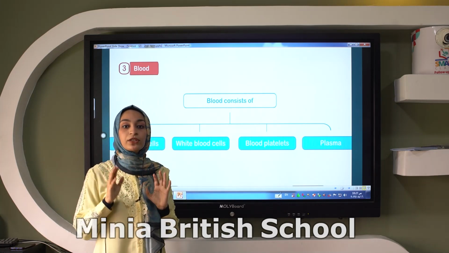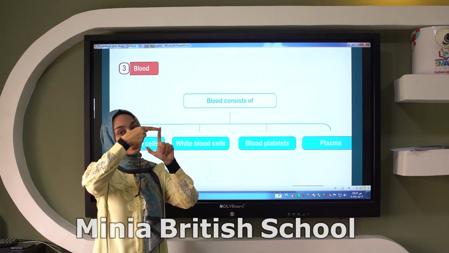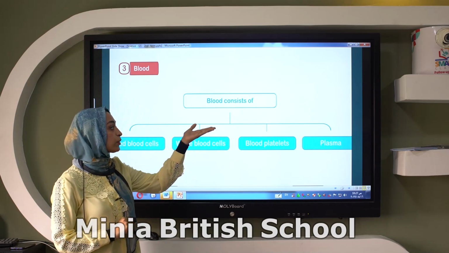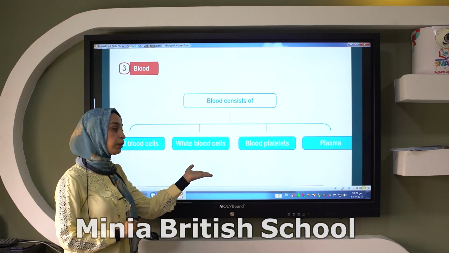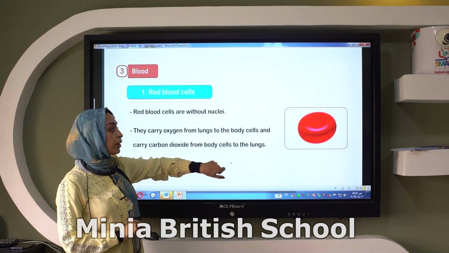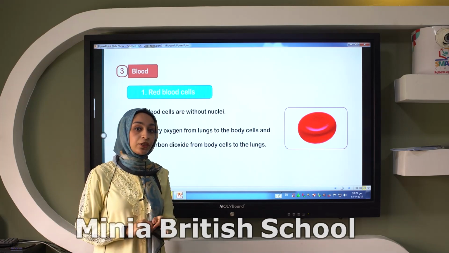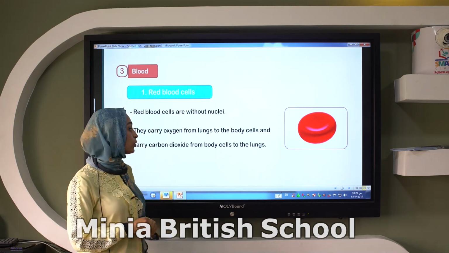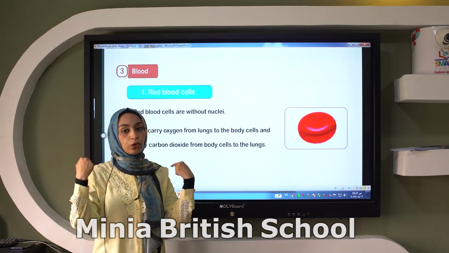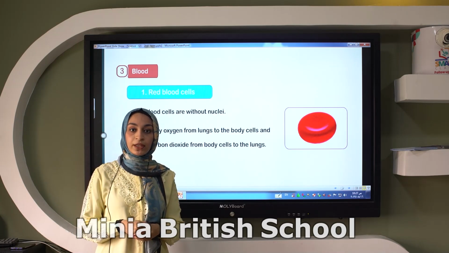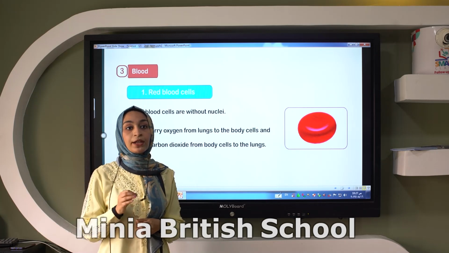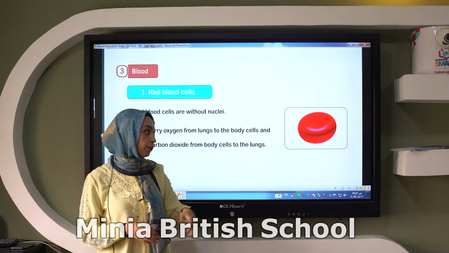So again, the structure of the circulatory system: the heart and the blood vessels. What about the blood? As we see, the blood consists of red blood cells, white blood cells, blood platelets, and plasma. Let's start with the red blood cells. They are cells that have no nuclei, and their function is carrying oxygen from the lungs to all the body cells, and also carrying carbon dioxide gas from all the body cells to the two lungs to get rid of it during the exhalation process.